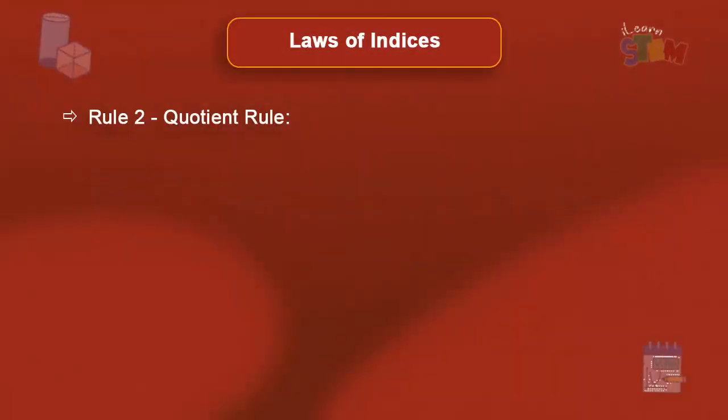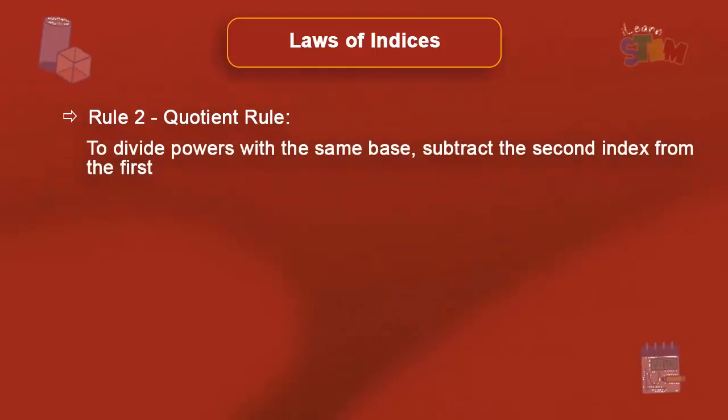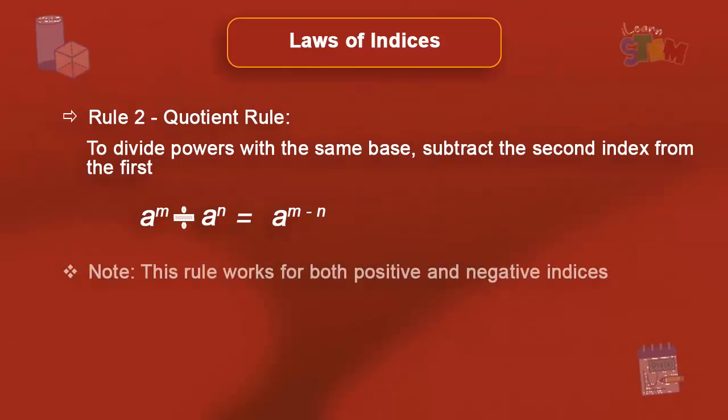The second law of indices is also known as the quotient rule, and it says to divide powers with the same base, subtract the second index from the first. Here's the formula. a raised to power m divided by a raised to power n equals a raised to power m minus n. Note that this rule works for both positive and negative indices.